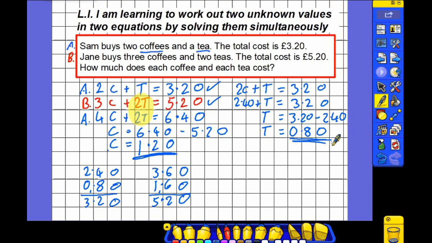Our steps again, one more time, is just to find a common value first of all by multiplying one of the equations or perhaps both of the equations to find a common value. Subtract one equation from the other to find one of the values. And then lastly, use that value to solve for the other value.